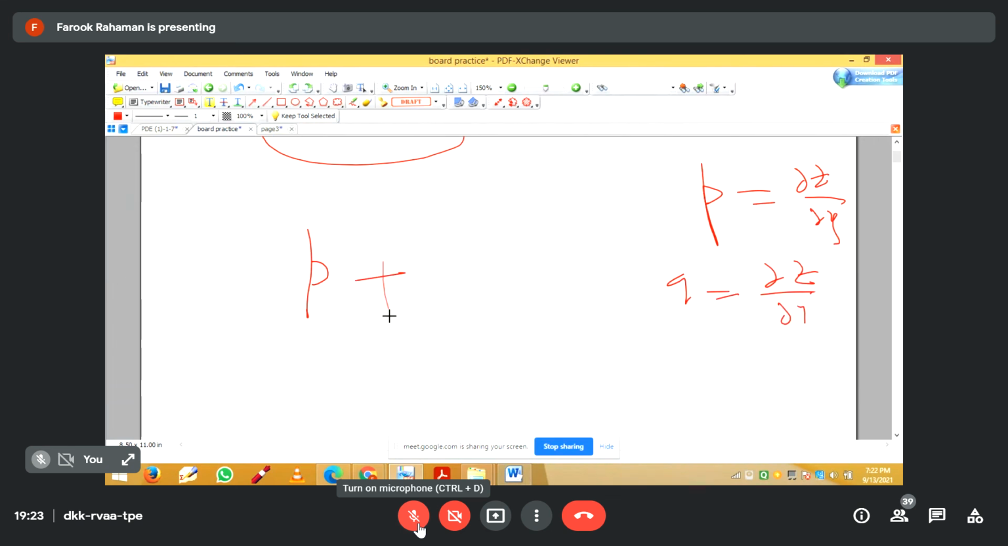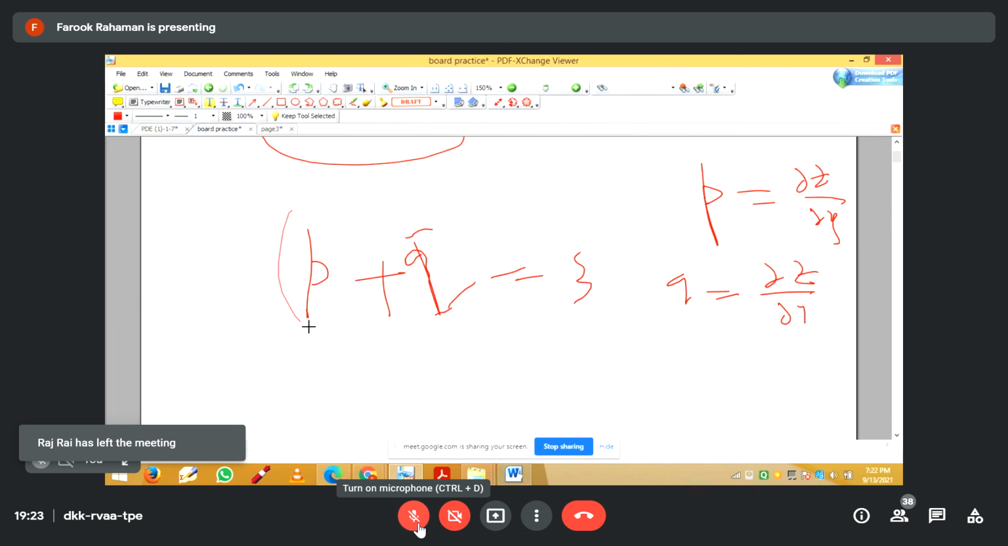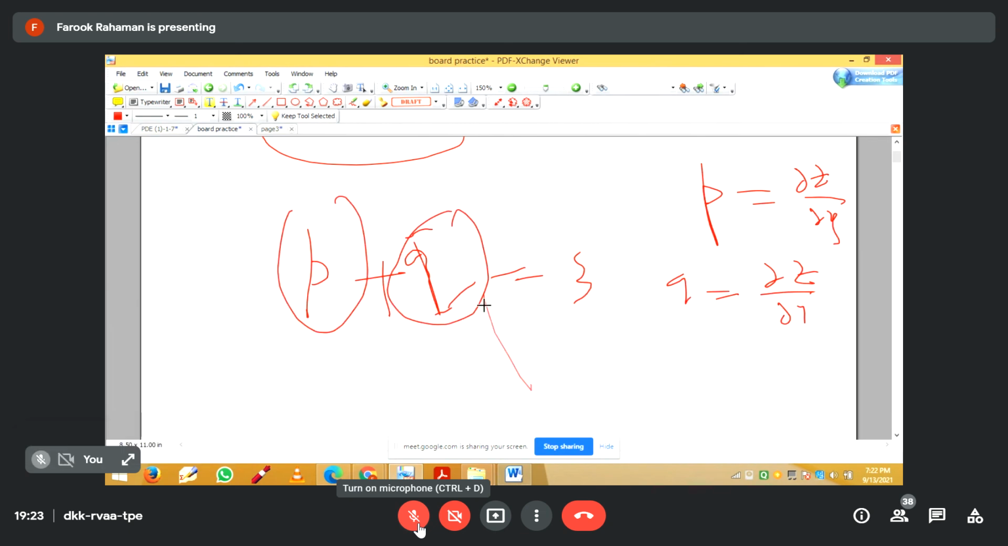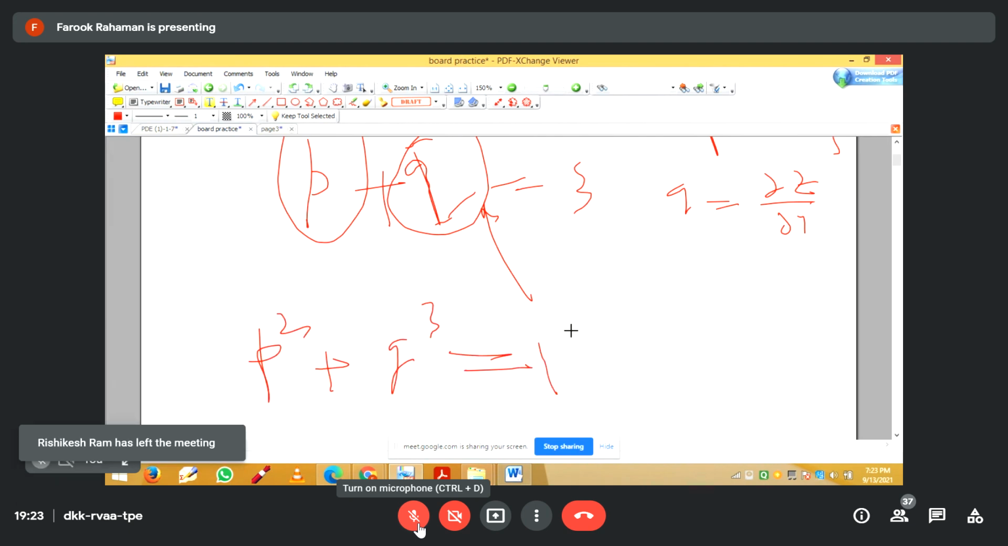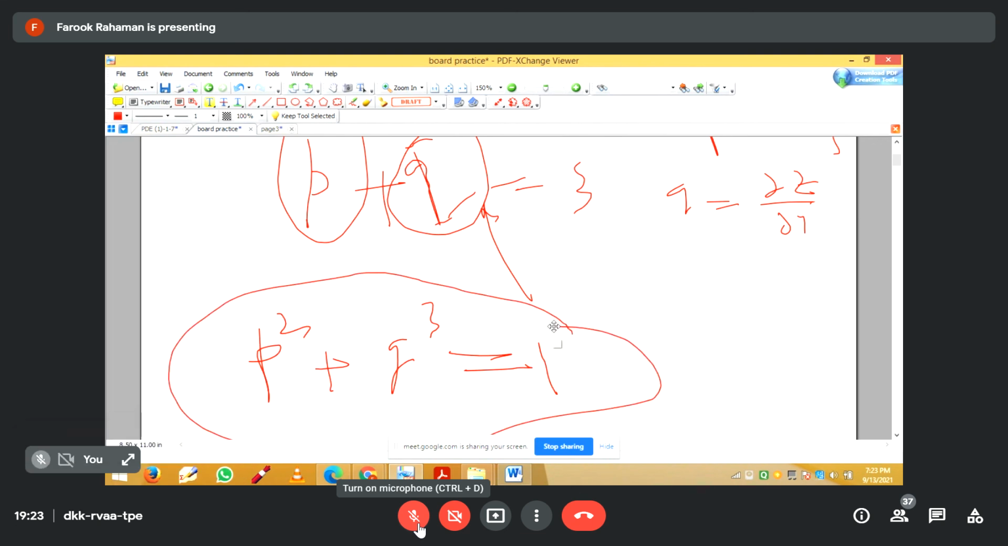If an equation contains the first power of P and Q, this is called linear. And for other powers, say P square, say Q cube equal to 1, this is a non-linear term. The partial differential equation where the maximum power is 1 is called linear, and if the power is more than 1, we call it non-linear. It's very simple. Do you follow?